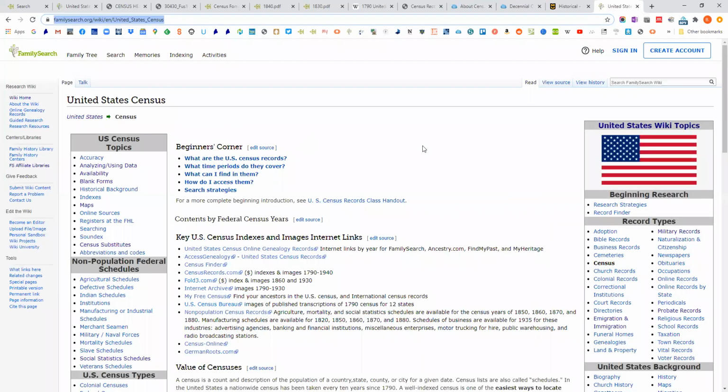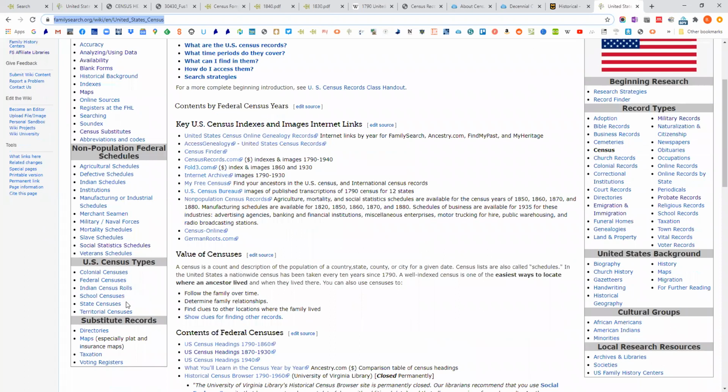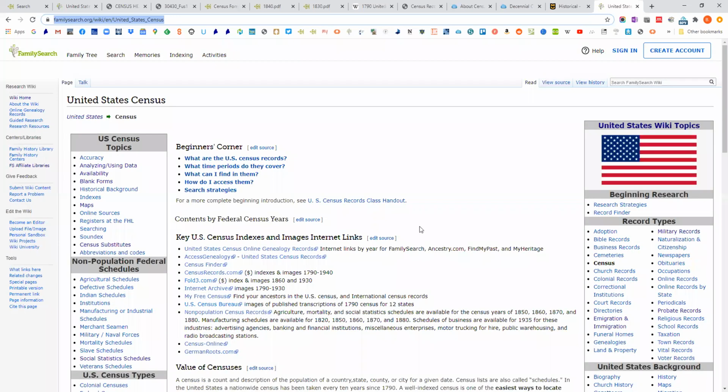The FamilySearch Wiki has a fairly good overview of all of the census for the US. As I said, I've already talked once about the non-population schedules. I'm also going to talk next week about the state censuses, and I'll probably briefly touch on things like the school censuses and the pre-1790 colonial censuses next week. But it's always worth checking out the FamilySearch Wiki.